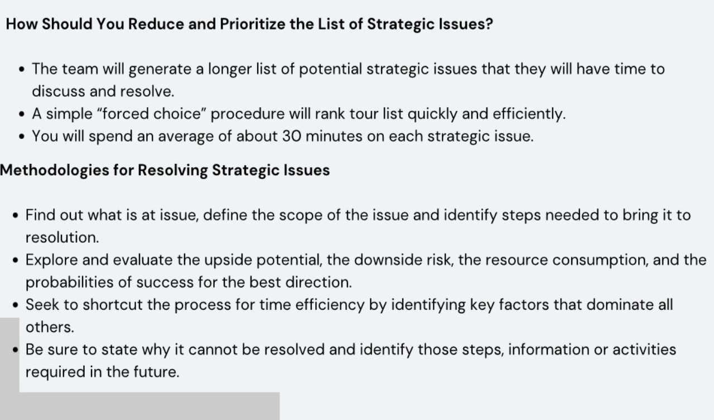The second is methodologies for resolving strategic issues. Find out what the issue is, define the scope of the issue, and identify the steps needed to bring it to resolution. Explore and innovate, weighing upside potential, downside risks, resource consumption, and probability of success for the best direction. And seek to shortcut the process for time efficiency by identifying key factors that dominate all others. Be sure to state why it cannot be resolved and identify the information and activities required.